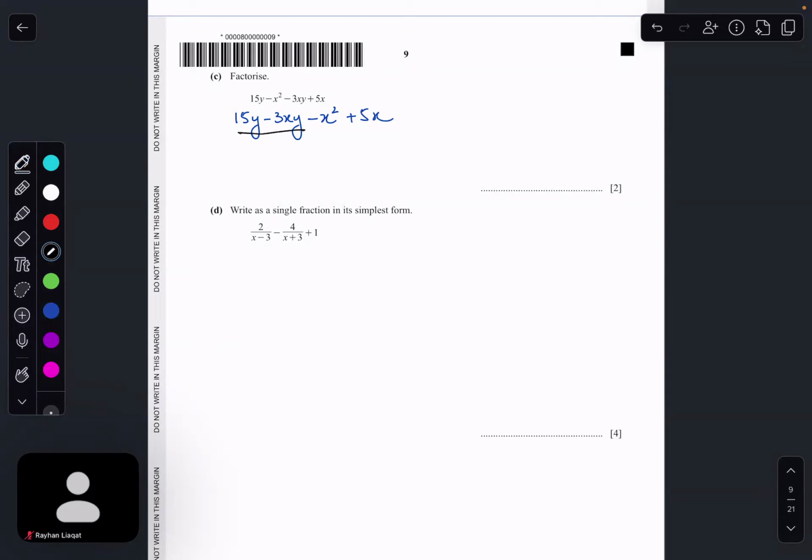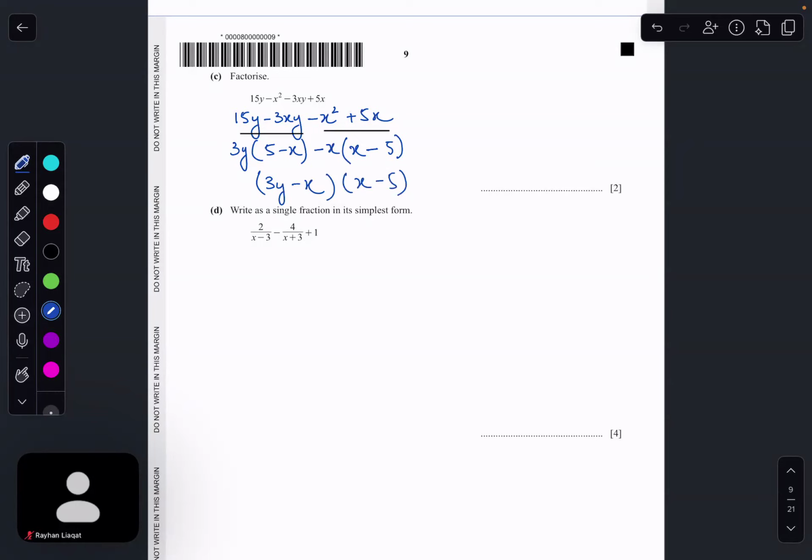Now look at the first two terms and the second two terms. So we have 3 and y is common. So what do we have? 5 minus x. And in this, we have minus x as common. So x minus 5. Okay. Is that clear? Yes, Vishay? Okay. So we have 3y minus x and x minus 5.